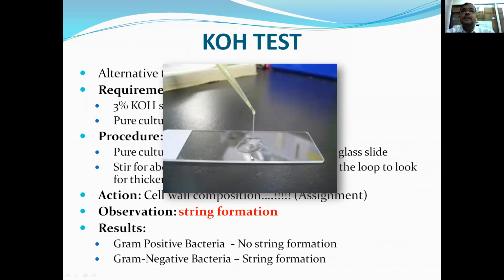Once you mix your KOH solution with a colony of bacteria and lift after 50 or 60 seconds, it will form a string like this. If string is produced, then you can say that your test is positive, but the bacteria is gram negative. If string is not produced, then you can say that the test is negative, but the bacteria is gram positive.